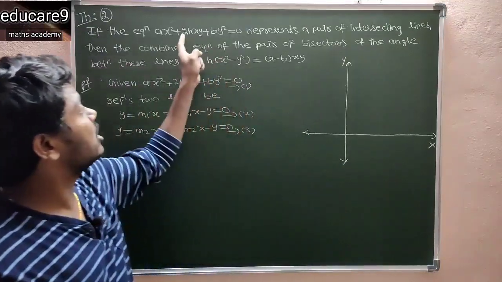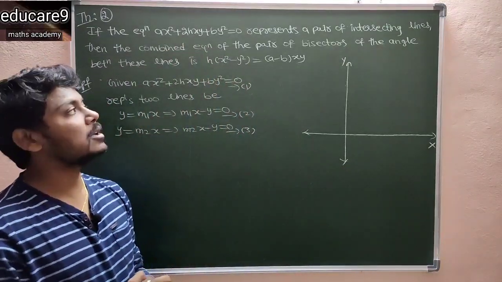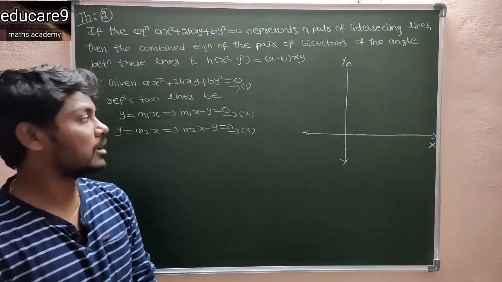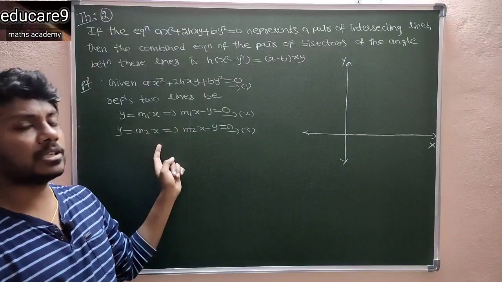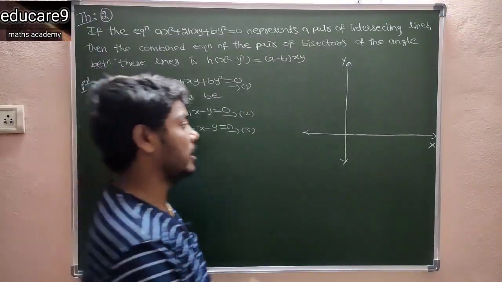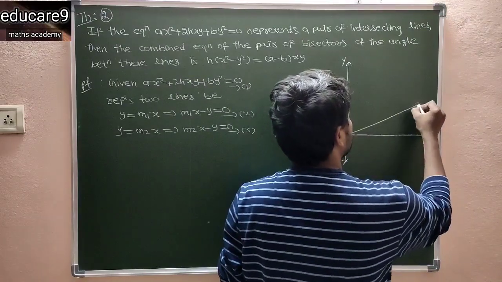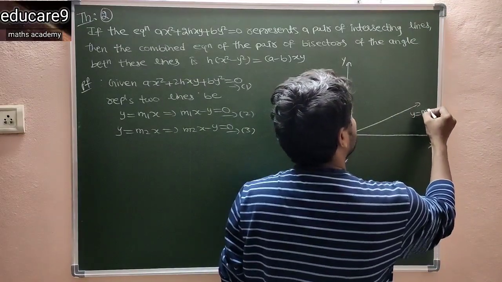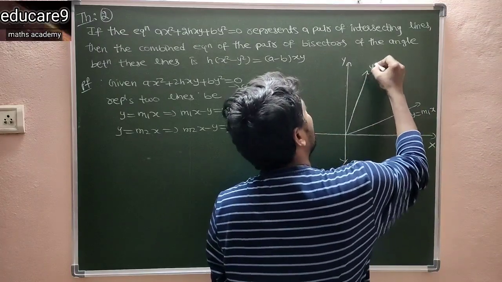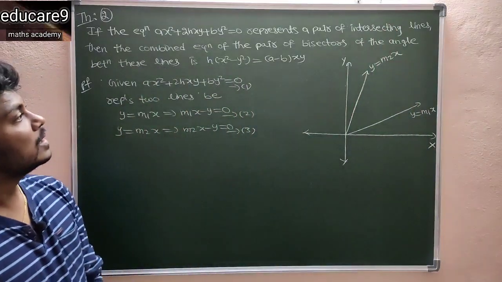So clearly this is the homogeneous equation. It represents two homogeneous equations, and the two are intersecting lines. So these are the homogeneous lines, and clearly these lines are passing through the origin. So one of the lines is y is equal to m1x and another line is y is equal to m2x.